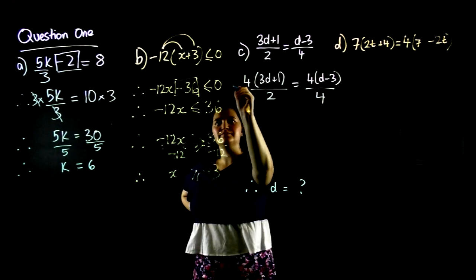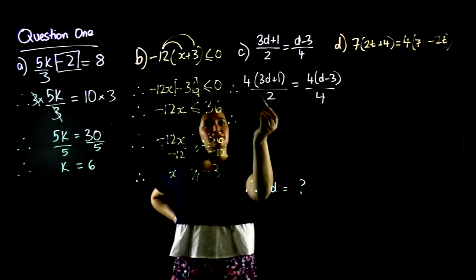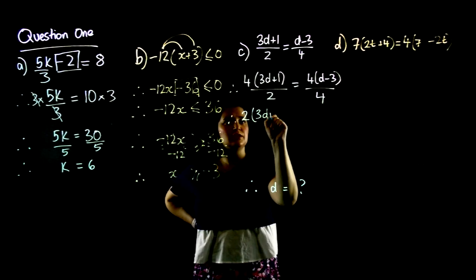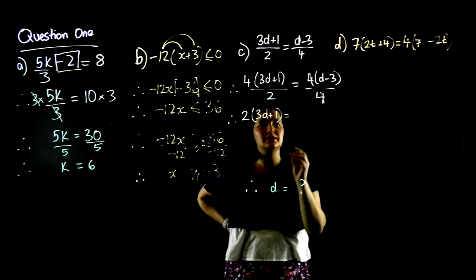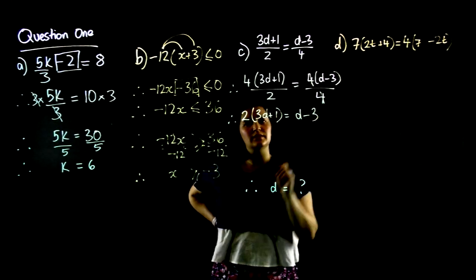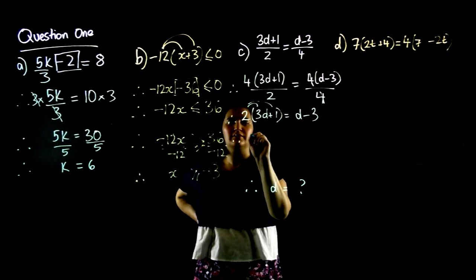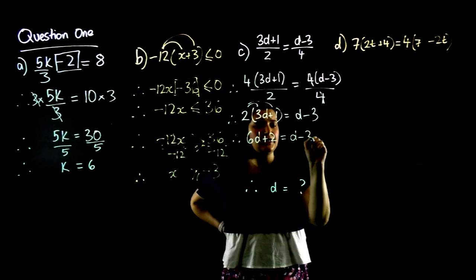Okay. Therefore, now 4 divided by 2 is 2, so this is 2 times 3d plus 1. 4 divided by 4, well, they just cancel, d minus 3. Therefore, now I need to expand these brackets. I've got 6d plus 2 equals d minus 3.